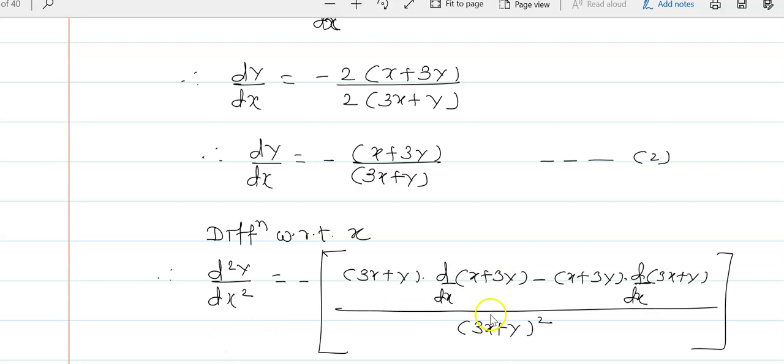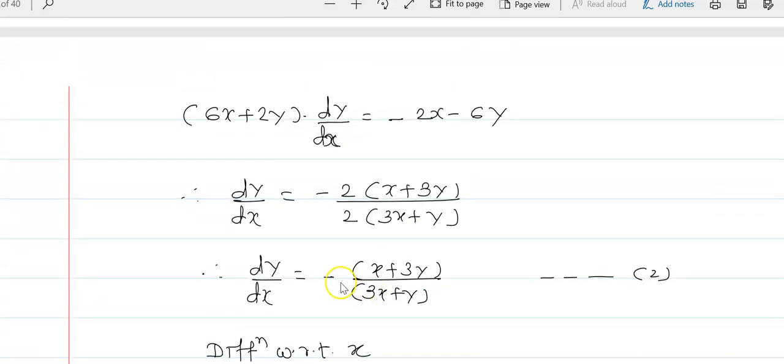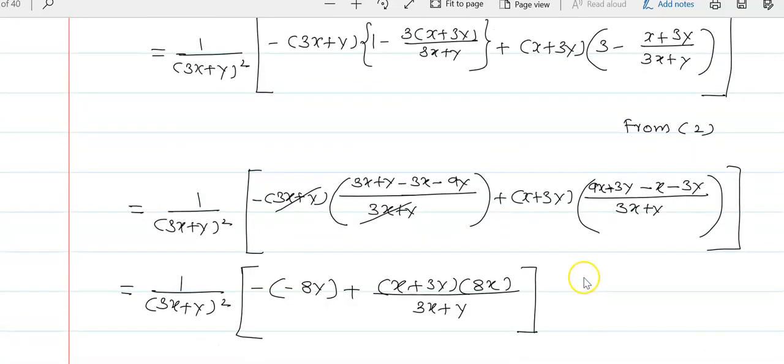Second step, differentiate again. Apply the quotient rule. You are substituting this dy by dx. What is the value of the dy by dx? Minus in bracket x plus dy upon 3x plus y here. Okay. There is x, derivative of x is 1 and 3. Here is. And then simplify.